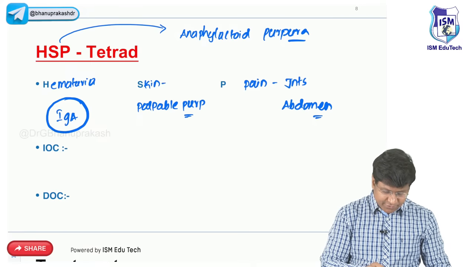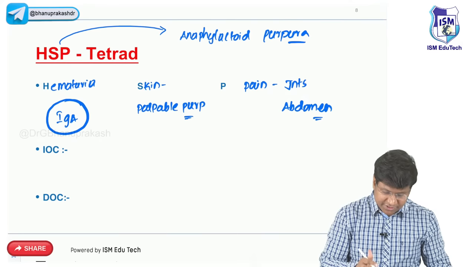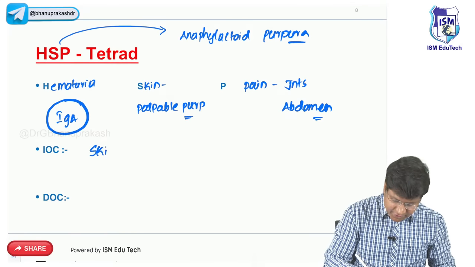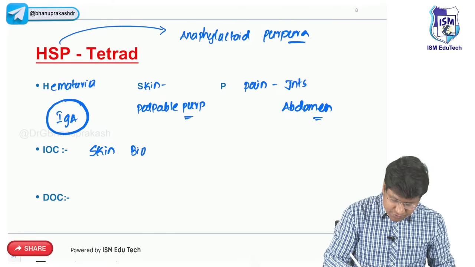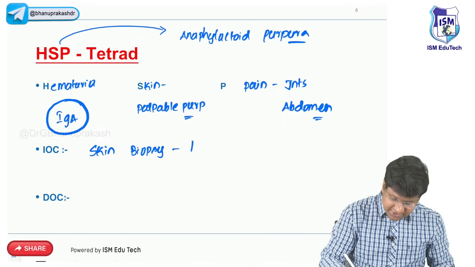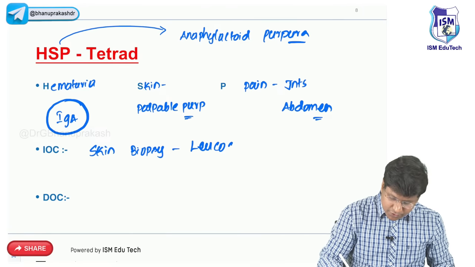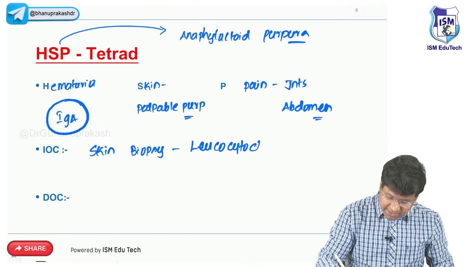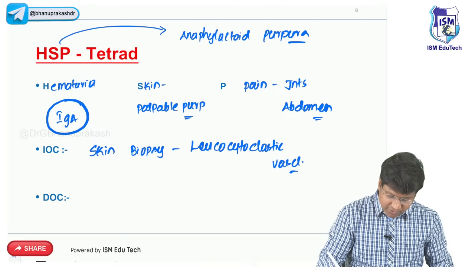Now, what is the investigation of choice in case of Henoch-Schonlein purpura? That is the skin biopsy. What does the skin biopsy show in Henoch-Schonlein purpura? It will show the presence of leukocytoclastic vasculitis.